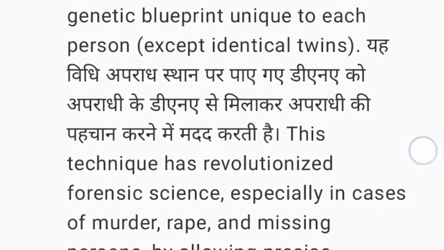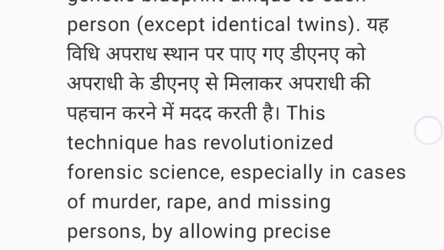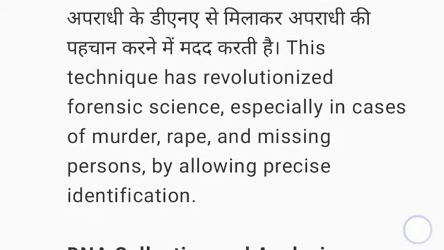ये विधि अपराध स्थान पर पाए गए डीएनए को अपराधी के डीएनए से मिलाकर अपराधी की पहचान करने में मदद करती है. This technique has revolutionized forensic science, especially in cases of murder, rape, and missing persons, by allowing precise identification.